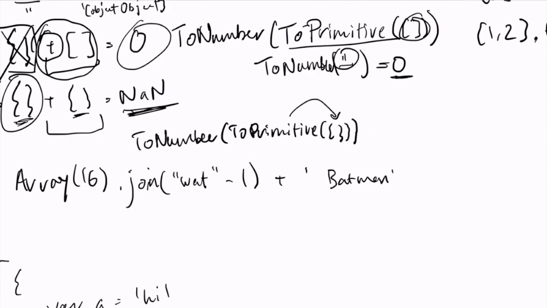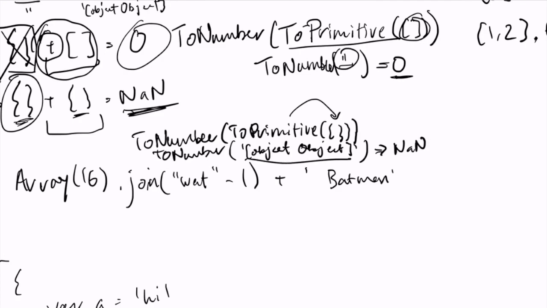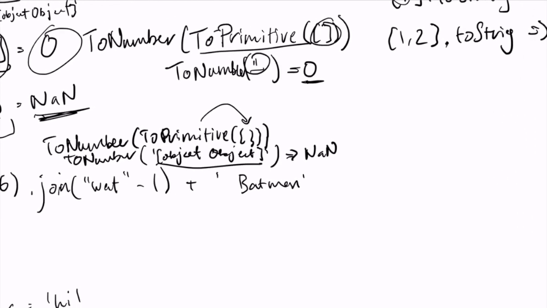Recall toPrimitive on an object will output the string Object. All right, and now we're going to try and call toNumber on this. And this is going to output NaN, because there's no real number representation of a string object. To clarify exactly how strings get converted into numbers, the only cases that I know of are: empty string always goes to 0, any string of a number will go to the actual number itself, and anything else like A, B, C, D, etc., is just going to go to not a number.